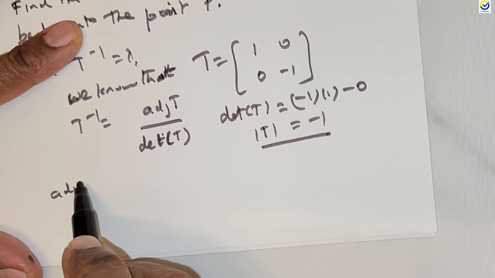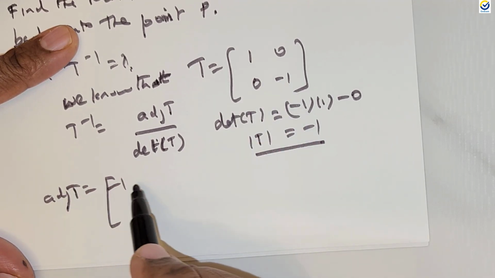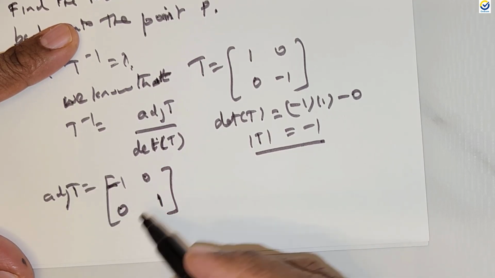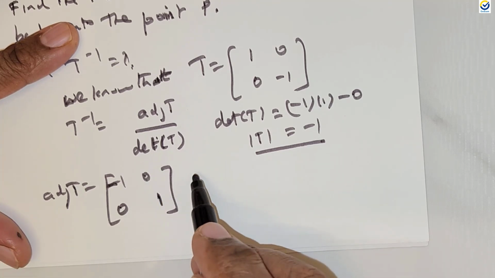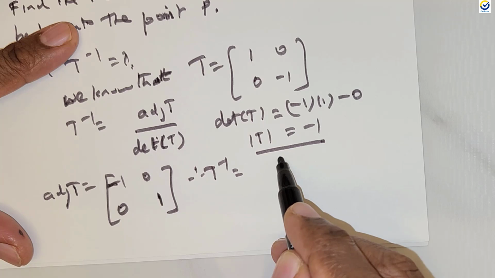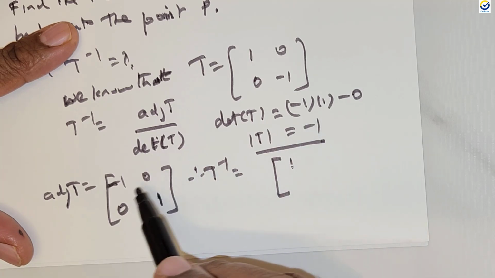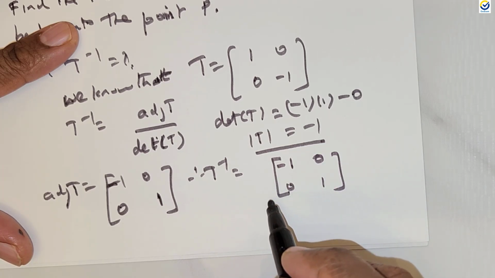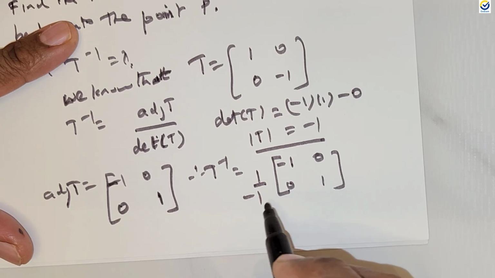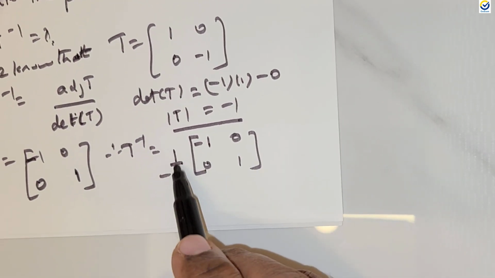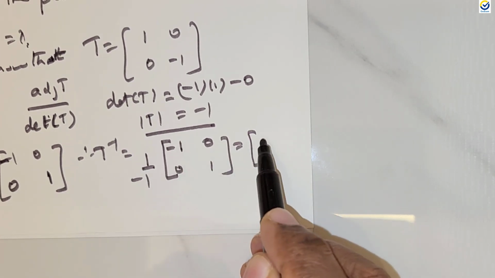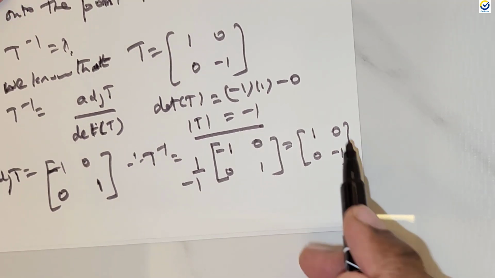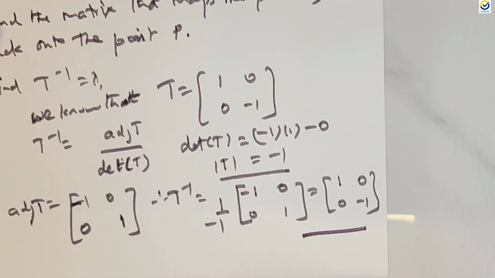Now to get the adjoint of T, we interchange the position of elements -1 and 1. But along the side there won't be any impact because the elements are 0 and 0. So T inverse is going to be the adjoint, which is [-1 0; 0 1], divided by the determinant, which is 1 over -1. If I operate with 1 over -1 all through, I would get [1 0; 0 -1]. So this is going to be my T inverse.